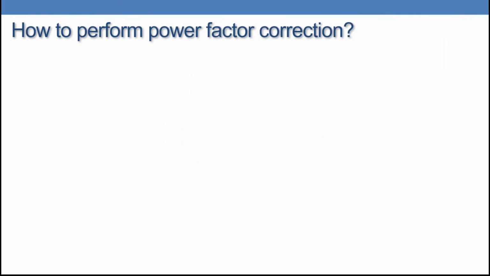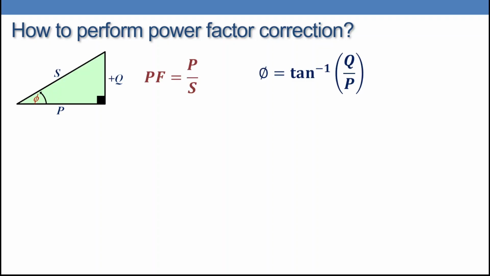Question number 3. How to perform power factor correction? This is another question the interviewers like to ask the candidate, but the answer is so simple. Look at the power triangle here. We have useful power P, reactive power Q, and the apparent power S. So our target is to reduce the VAR amount. The power factor is P over S, and phi equals tan inverse Q over P.